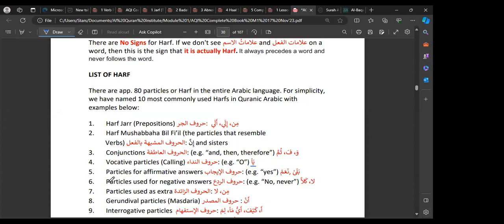Good. Particles for answers, huruf al-ijab, the answers to questions. Nam and bala, to answer yes, basically. And then the negative versions, huruf al-rad, la and kalla. So answers to questions, yes and no: they're not a verb, they're not a noun, they're a harf. Yes and no, nam and la.